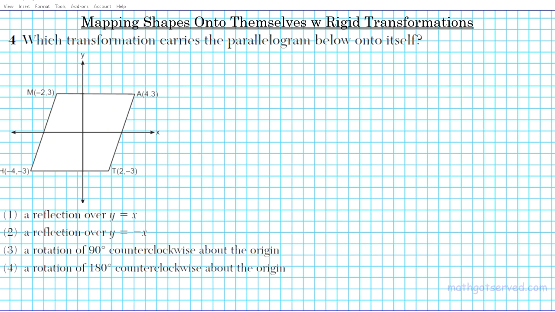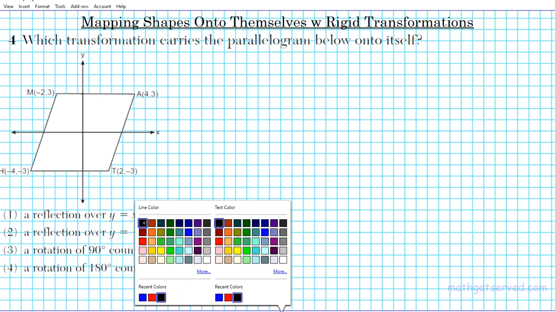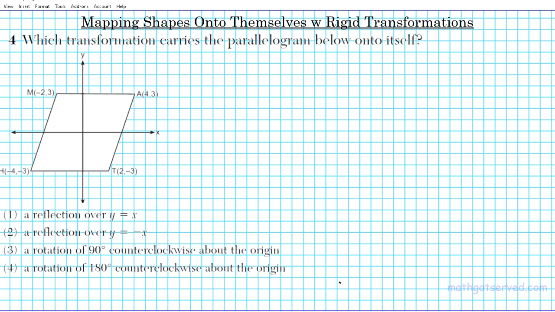Alrighty, now let's take a look at question number 4. On question 4, we're going to be assessed on how to map shapes onto themselves with rigid transformations. We're just going to be focusing on reflections and rotations in this example. Question number 4 reads, which transformation carries the parallelogram below onto itself?